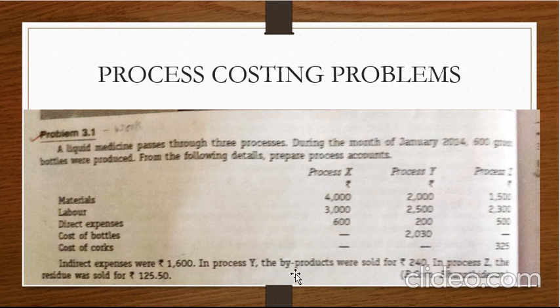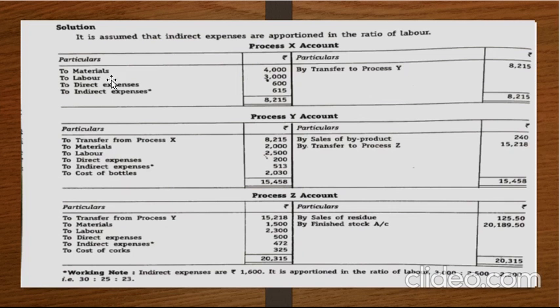Next, in process Y, a byproduct was sold. In this process, byproduct 240 was sold, so we'll consider this in your process Y account. Now first we will calculate your process X account. So this is your process X account. In process X account, you will have particulars, amount, particulars, amount.